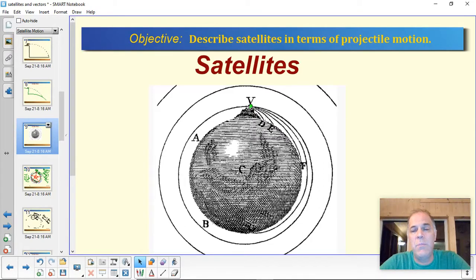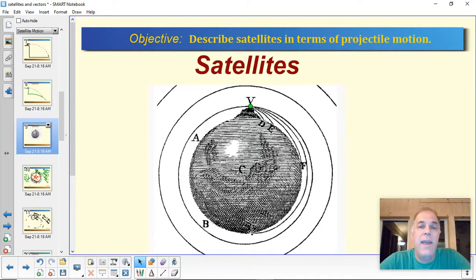But if he gives it a little more horizontal speed, if he throws it faster, it's going to go to E or maybe to F. The faster he throws it, the farther it's going to go around the curvature of the Earth, and that means the longer distance it has to fall before the Earth stops it. If we go even faster than this, we'll go all the way around to G, which basically is the opposite side of the Earth.